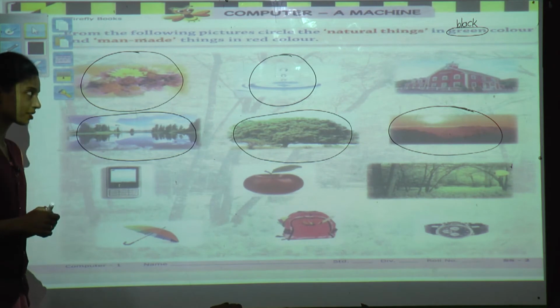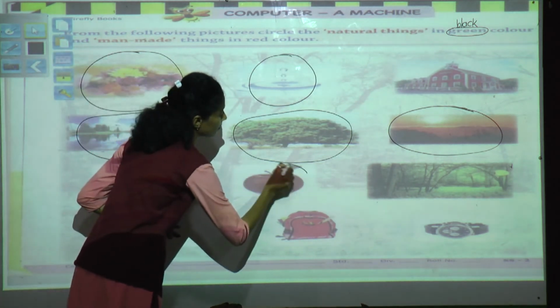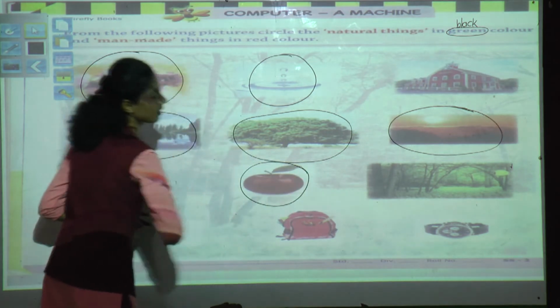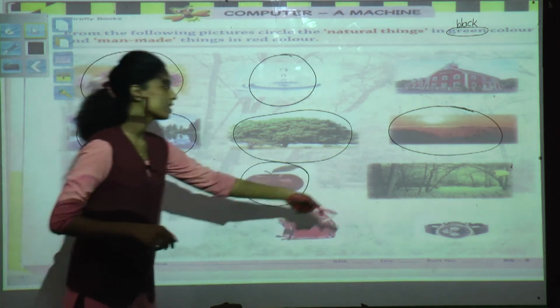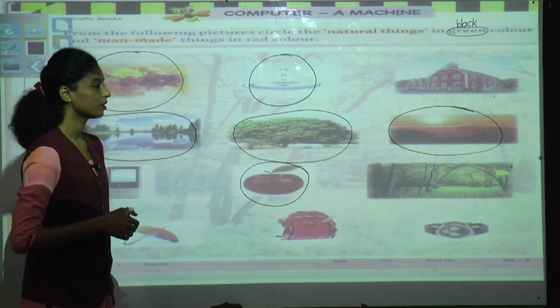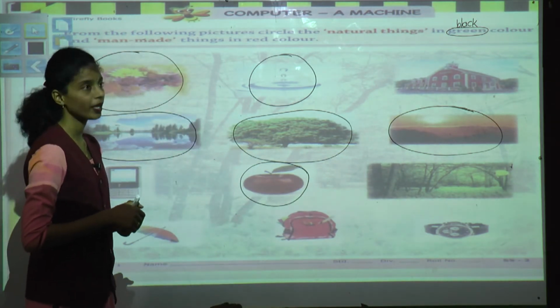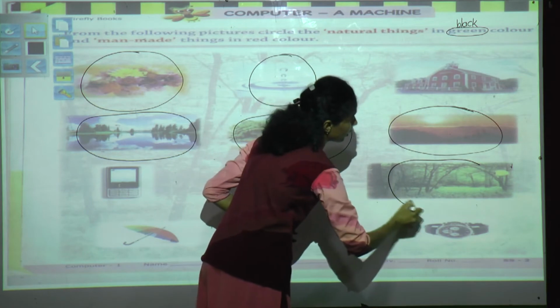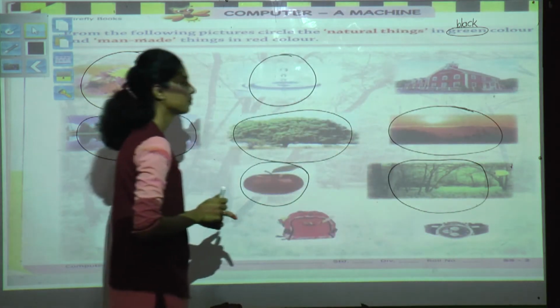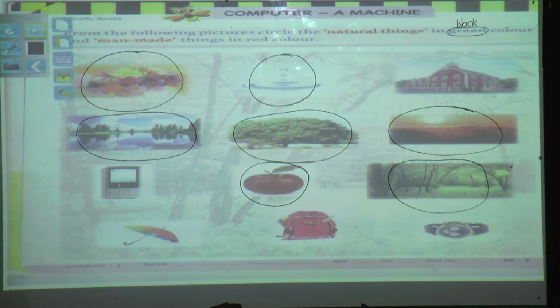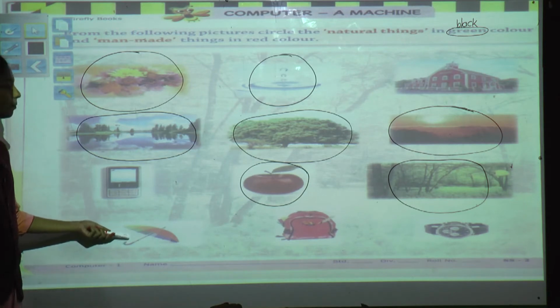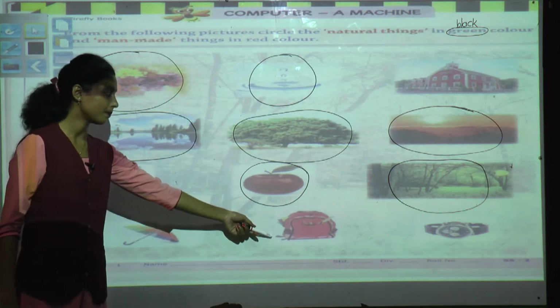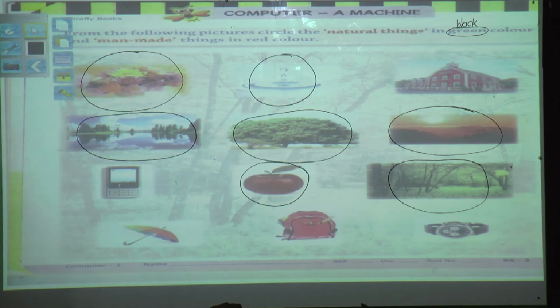It is a natural thing. Then we have to circle by using green color, but which color am I using? Black color. Good. What is this? This is forest. It is a natural thing. Then we have to color by using green color, but I am using black color here. Next, what is this? Good, umbrella. Is it a natural thing or a man-made thing? Man-made. What is this? Bag. And the last one is watch.